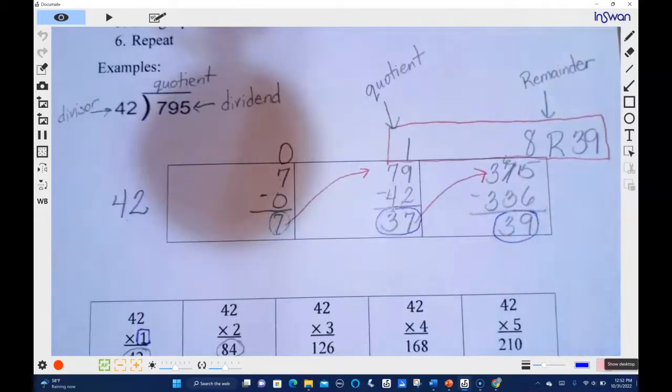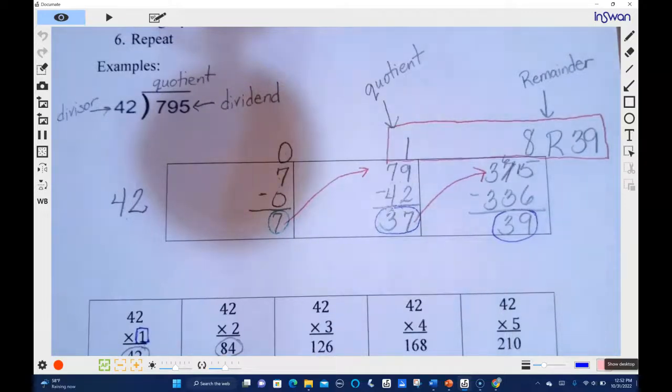I hope you understand. So if you don't, rewind the video and play it again. If you understand, go click the next slide to go to the quiz questions.